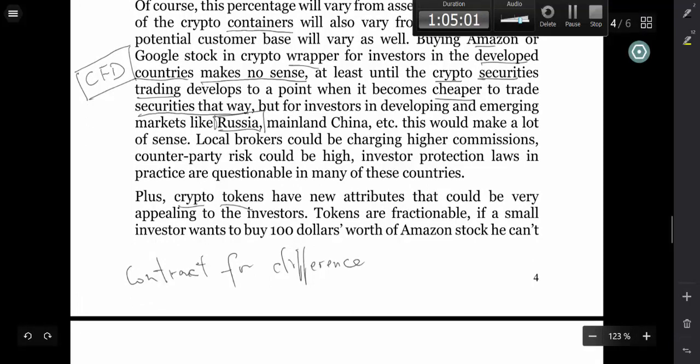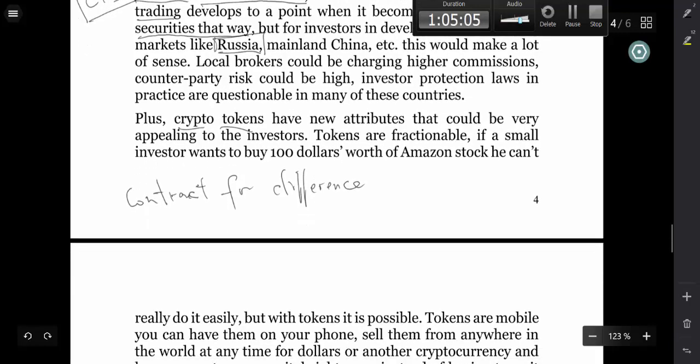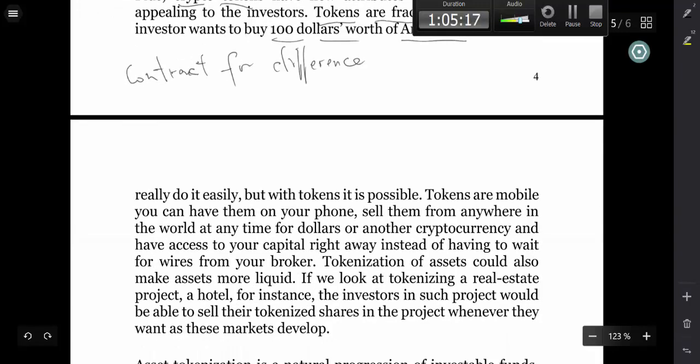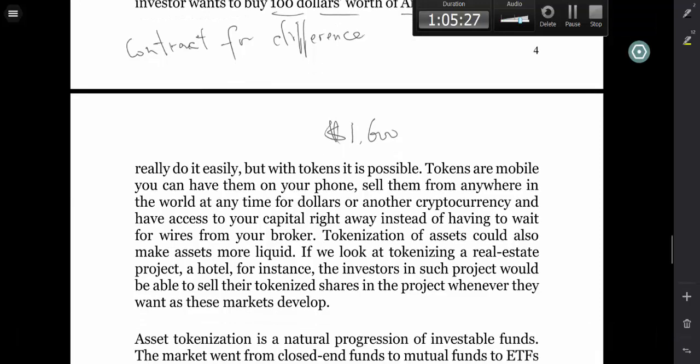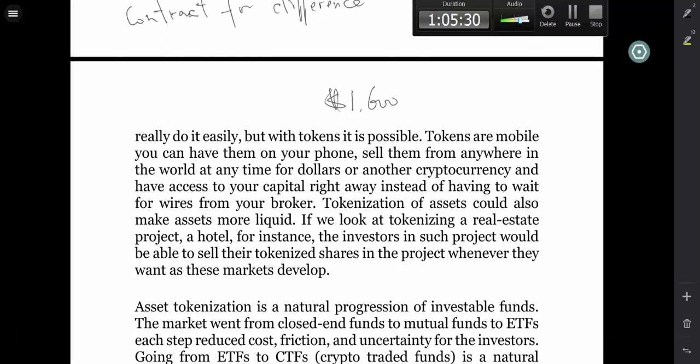Crypto tokens have new attributes that can be appealing. Tokens are fractionable, so you can divide them. If you want to buy $100 worth of Amazon stock, you can't do it, because Amazon stock is like $1,600 for one share. And tokens are mobile. You can have them on your phone. Well, you can do a lot of things on your phone.